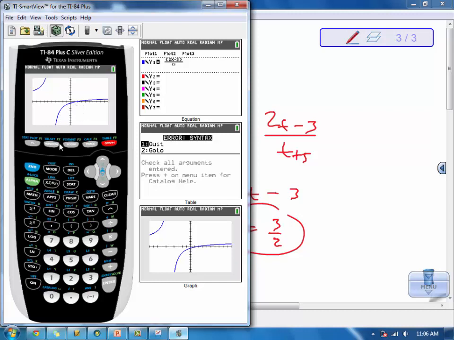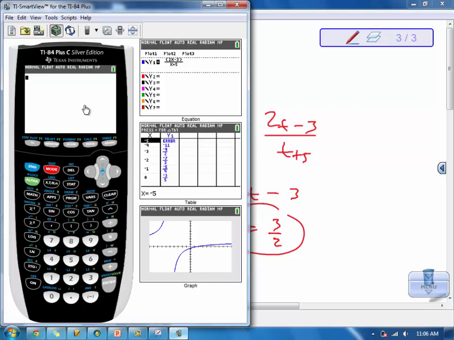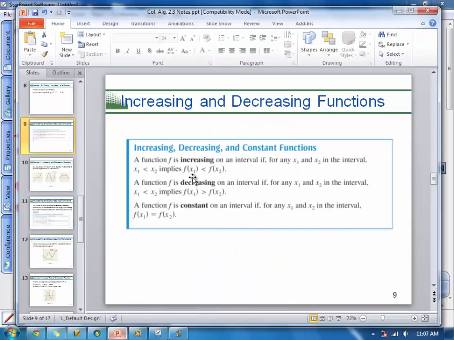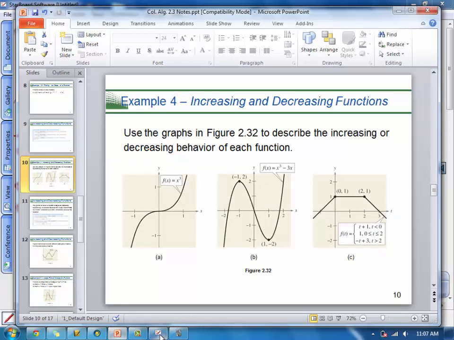You can find that in the calculator as well by doing second calculate zero, which we've done, or you can look at the table. So there are definitely different ways to get this, but algebraically is going to be our best bet. Okay, let's talk about increasing, decreasing, and constant. A function's increasing whenever, if x gets bigger, the y value also gets bigger. So let's take a look at a couple of examples of this.